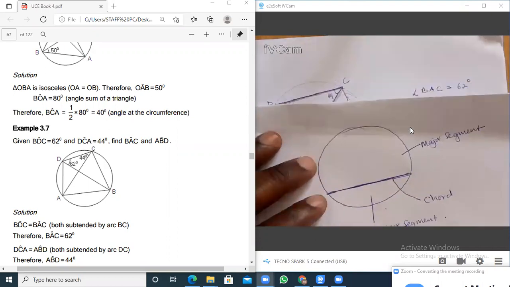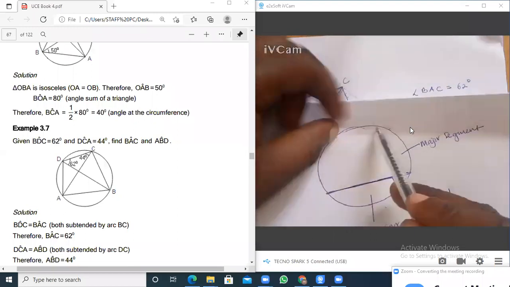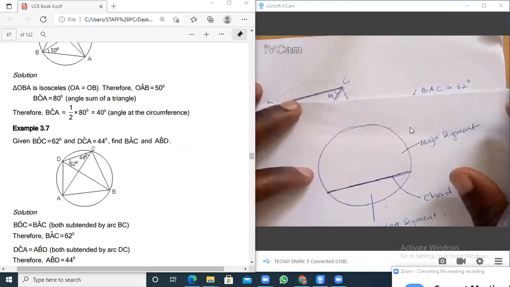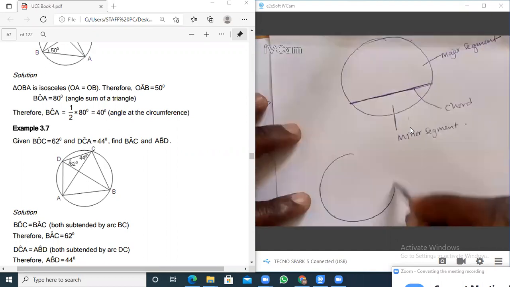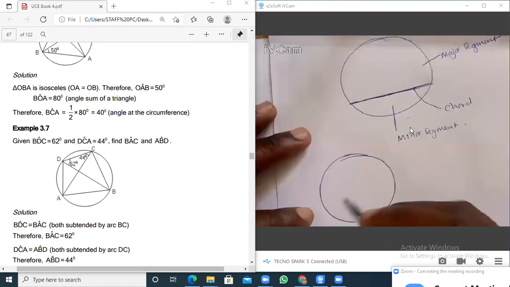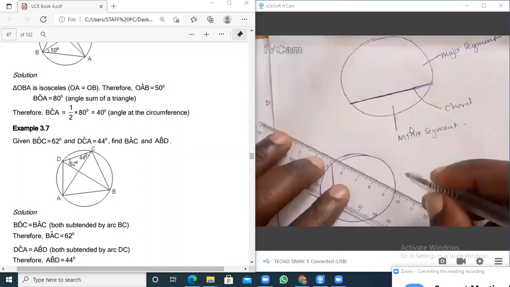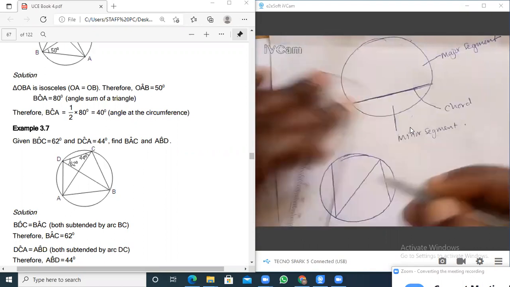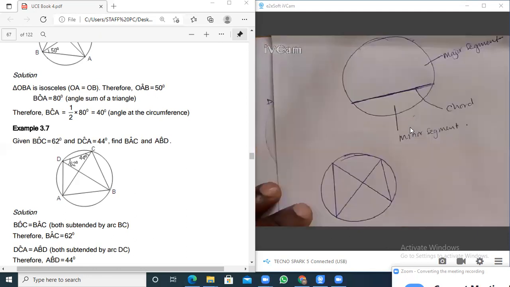Now, if there are angles in this segment subtended at the same arc, then those angles are equal. They are equal. For instance, before I draw that, let me draw for you another one like this. So if I have this, I have that, and I have another one like this, then I do that.